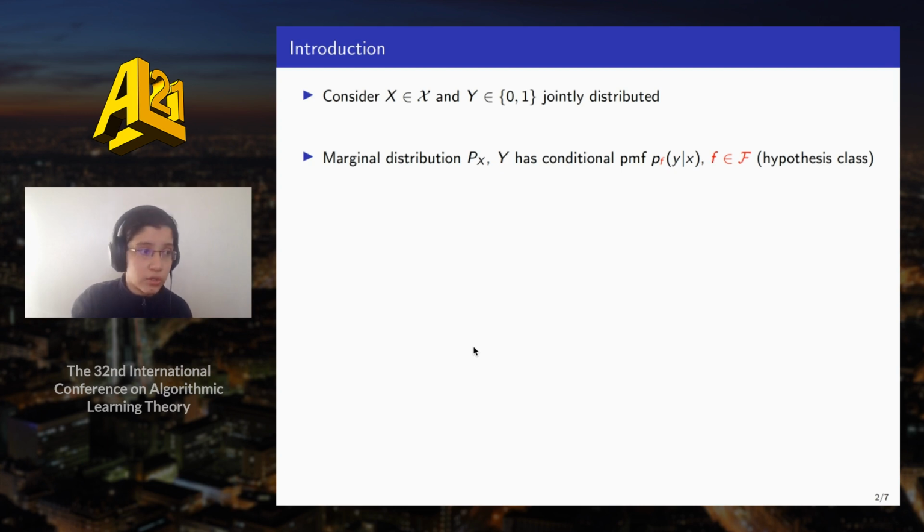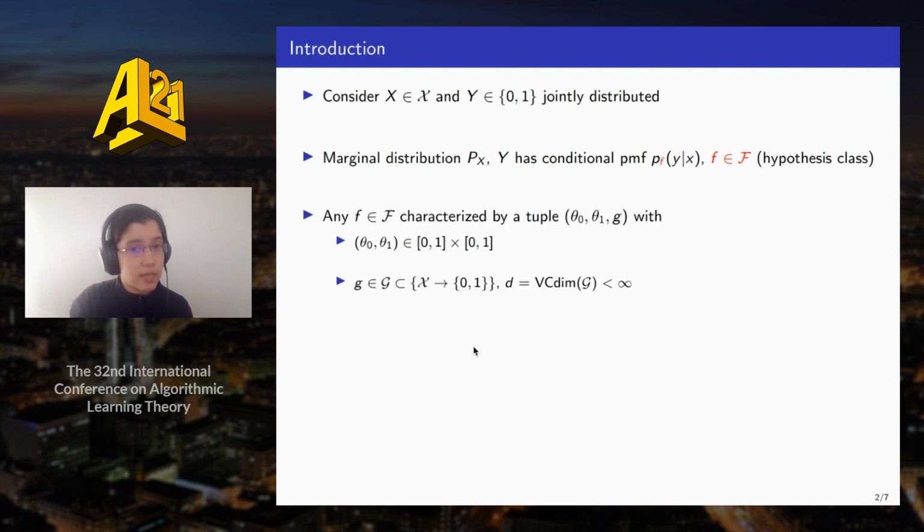In this work, we will be considering a specific form of the class calligraphic F, which is described as follows. Each f is described by three things: theta 0, theta 1, and g. Theta 0 and theta 1 are two numbers in 0 to 1, and g is a binary function defined on calligraphic X. The g belongs to a larger class of binary functions, and this larger class is assumed to have a finite VC dimension, which we will denote by d. Then y given x is distributed as a Bernoulli random variable with p equals theta g(x), which means that y is either Bernoulli theta 0 or Bernoulli theta 1, but which one depends on x through the value of the function g(x).